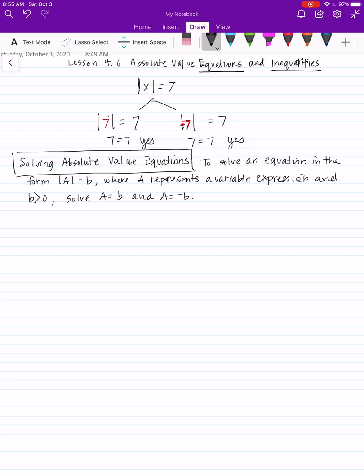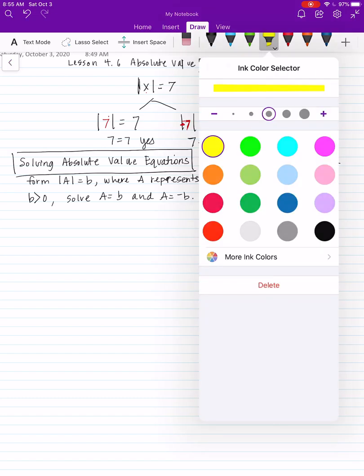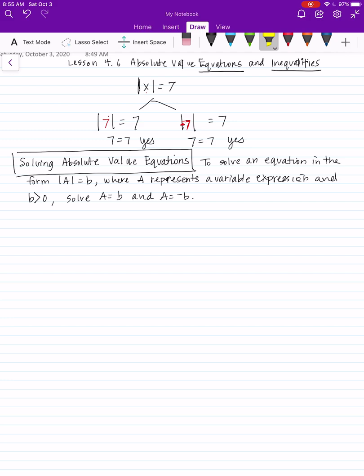Okay, so I'm going to highlight here just to bring out some things. So this is mathematical language. Eventually, you're probably going to have to be on your own someday, reading mathematical language all on your own. And so one of my jobs this year is to teach you how to dissect it, how to break it apart so you can understand it. So it says to solve an equation in the form of the absolute value of A equals B. So that's what we were doing right up here. Absolute value of x equals 7, okay?